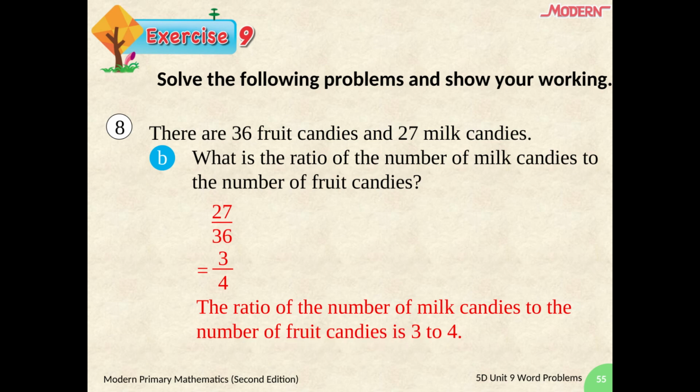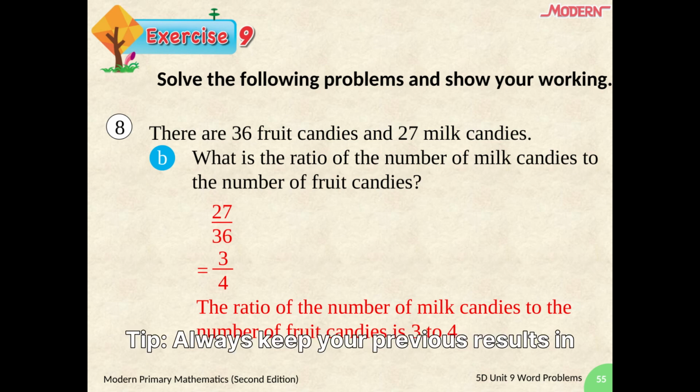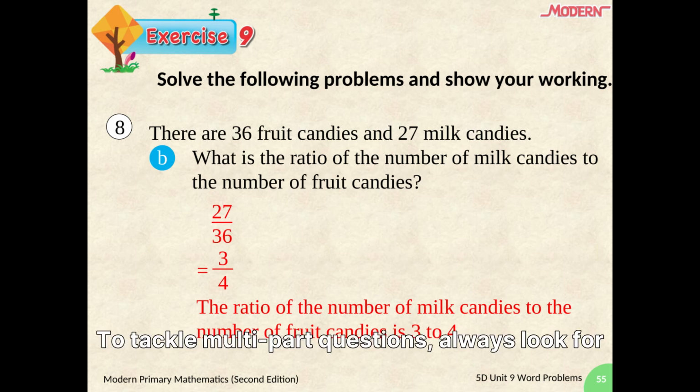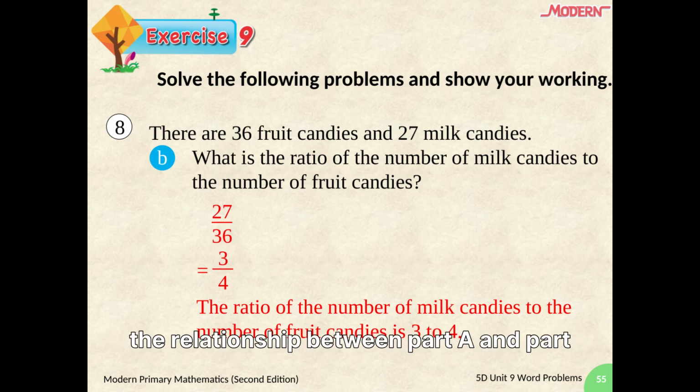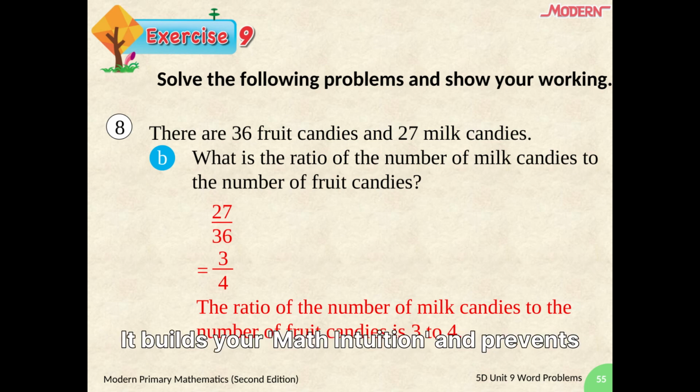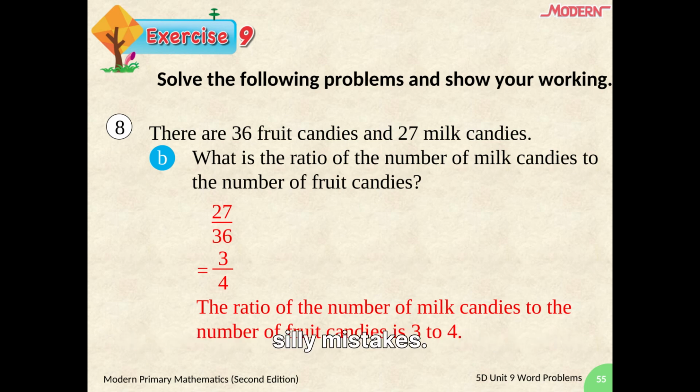3 over 4. The ratio is 3 to 4. It's the perfect reciprocal of our 4 to 3 answer from before. Know-how. The ratio of milk to fruit is 3 to 4. Tip: always keep your previous results in mind. Flipping the names flips the numbers. Symmetry is your check. To tackle multi-part questions, always look for the relationship between Part A and Part B. It builds your math intuition and prevents silly mistakes.